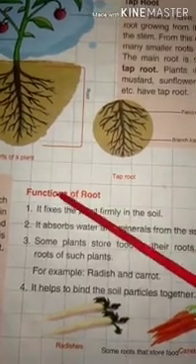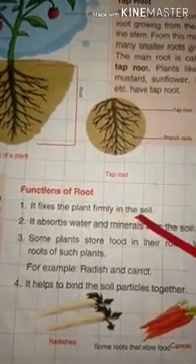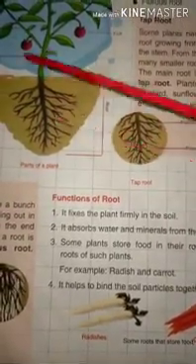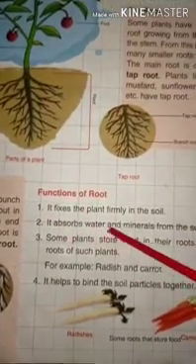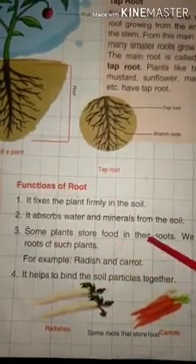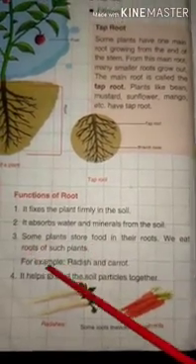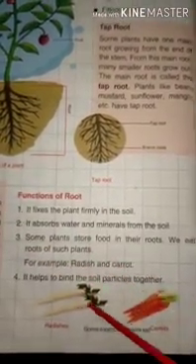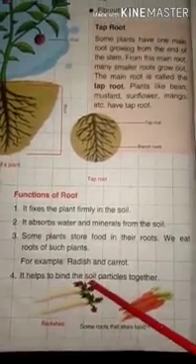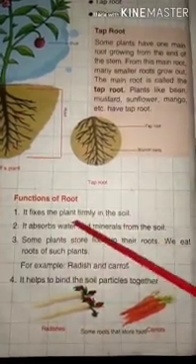Now let's know the functions of root. It fixes the plant firmly in the soil. So root fixes firmly in the soil. It absorbs water and minerals from the soil. Some plants store food in their roots. We eat roots of such plants. For example, radish and carrot. Okay. It helps to bind the soil particles together. So these are the functions of root.